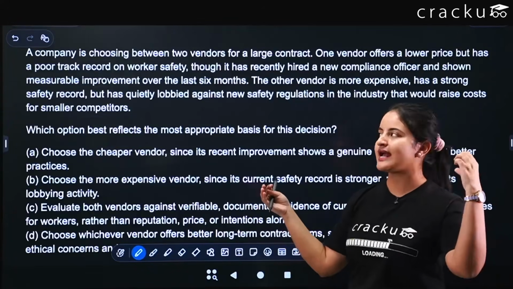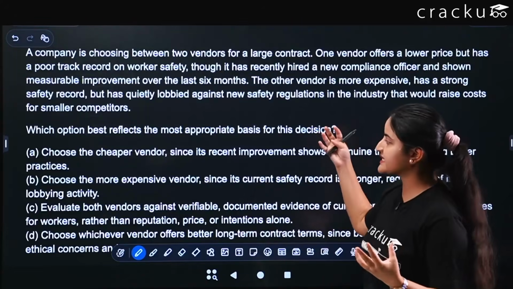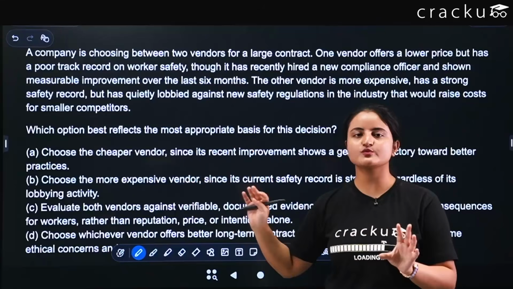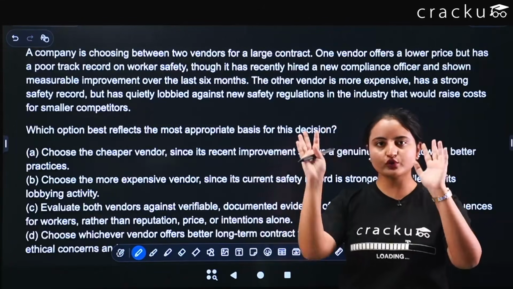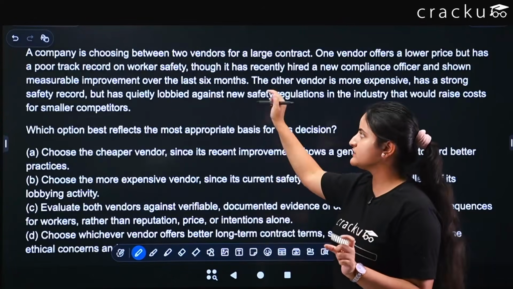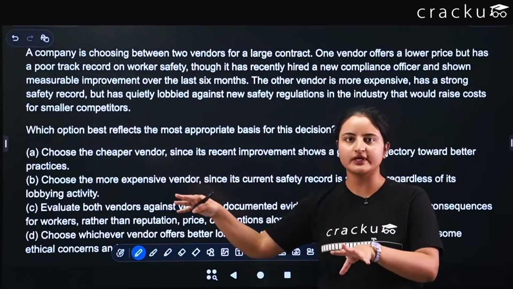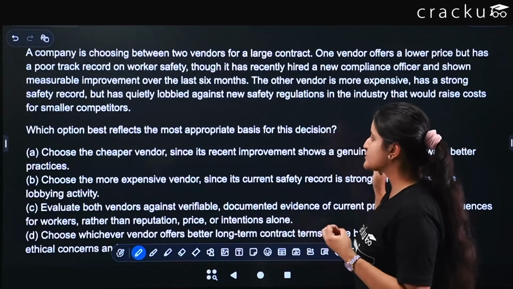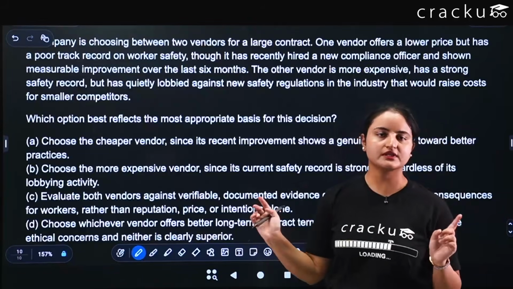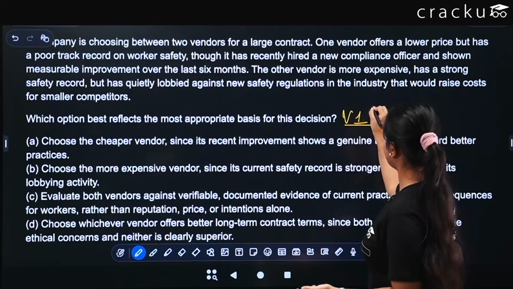The cheaper one has had a track record of not being very good to the workers. The second vendor, who's more expensive, is lobbying against a certain thing which might harm the smaller vendors. So both of these people are doing something which is not right, even though the first one is showing measurable improvement, but that's just a stat that it is showing. We don't know what is exactly happening. So what option best reflects the most appropriate basis for this decision? So this person has to decide between vendor 1 and vendor 2, and both have issues.